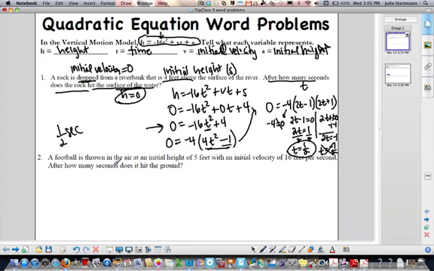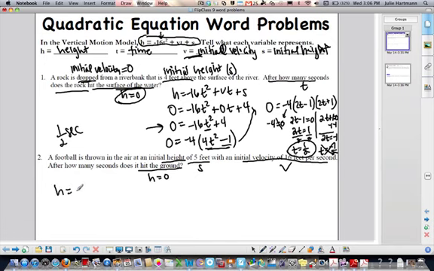Okay, so let's look at the second one. A football is thrown in the air at an initial height of 5 feet. Right there it tells you initial height, so that is our S, with an initial velocity of 16 feet per second. So that is our value for V, our initial velocity. Okay. After how many seconds does it hit the ground? We know when it hits the ground, h equals 0.